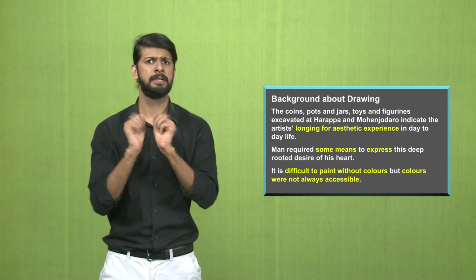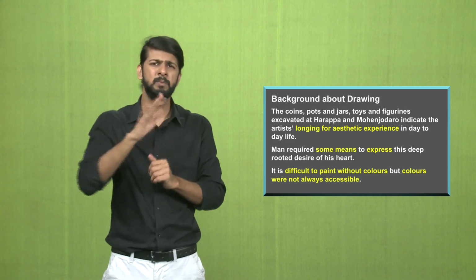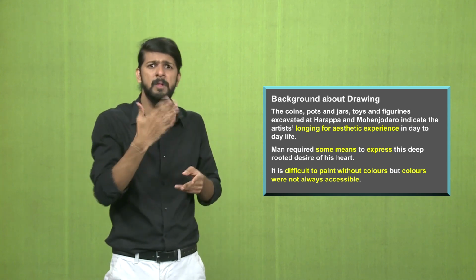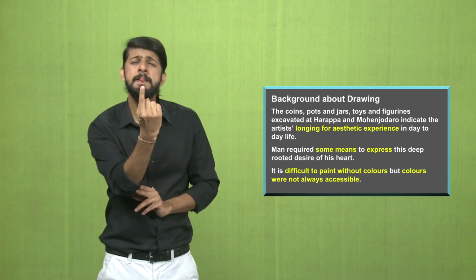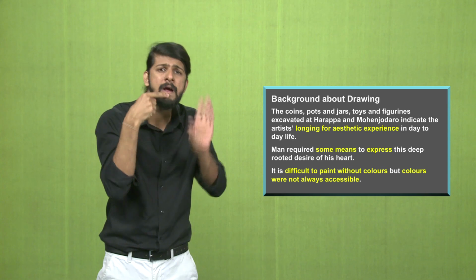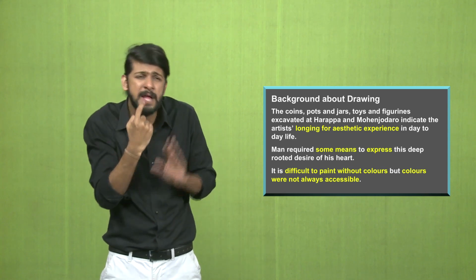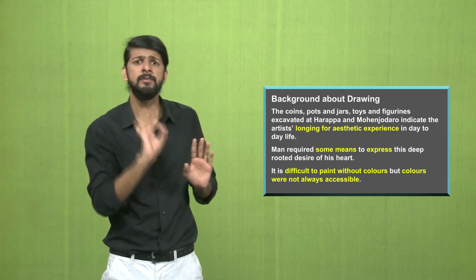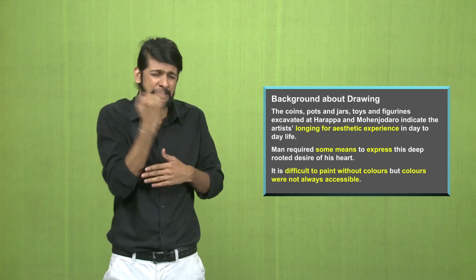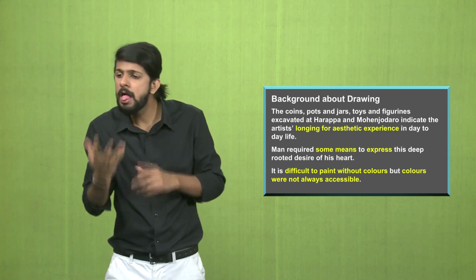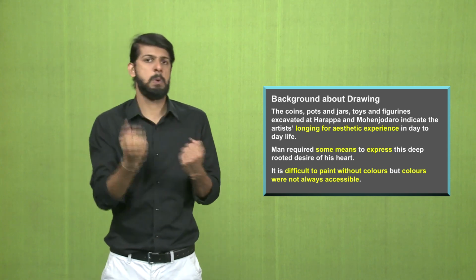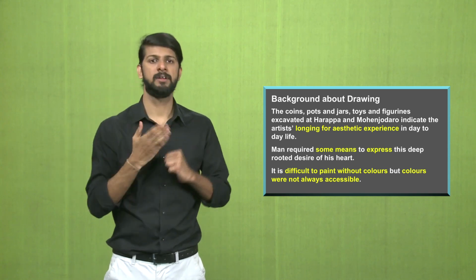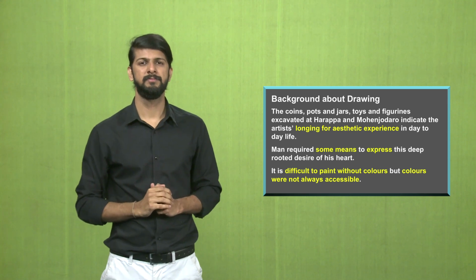But there were challenges. Why? Because it was difficult to paint without colors, because in the early times there were no colors, or there were very few avenues to find colors, and they were not always accessible. For example, with mineral colors or earth colors, they would possibly find just one or two shades, not other types of colors.